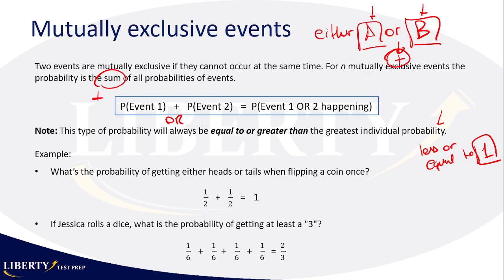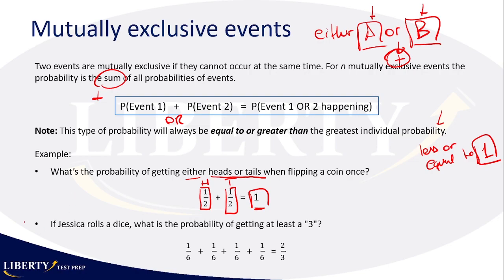Okay. So example. What's the probability of getting either heads or tails when flipping a coin? You're not gonna get heads and tails at the same time, right? So it's either heads or tails. So probability of getting heads is 1/2. The probability of getting tails would be 1/2. So the total probability of getting either heads or tails would be 1. So basically you are gonna get either heads or tails no matter what.